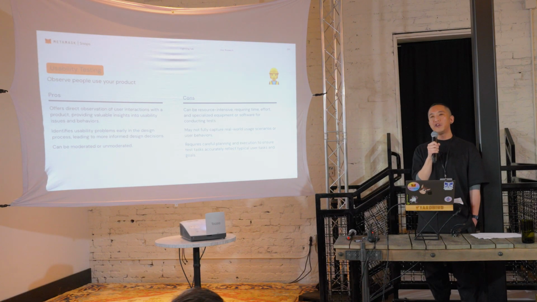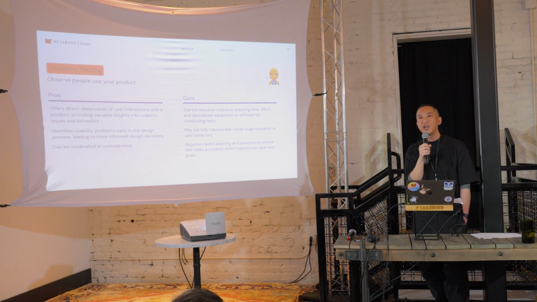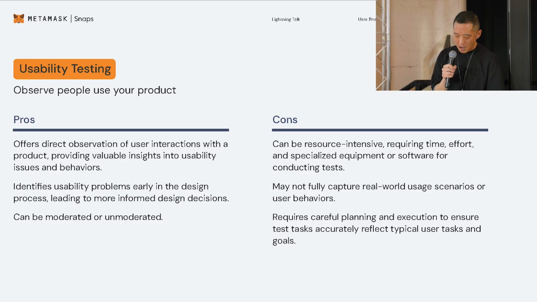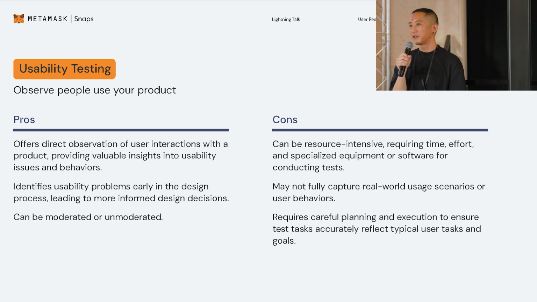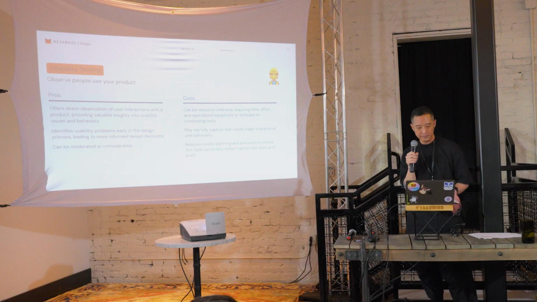Usability tests are one way to observe how people use your product, and it's a great way to identify UX issues in real time. Depending on how complex your flow is, you can have tests that are moderated or unmoderated, but usability tests do require a bit more planning, tooling, and training to execute well. Another drawback is that usability tests don't actually mirror real-world usage, and you won't be able to capture all of your UX issues.